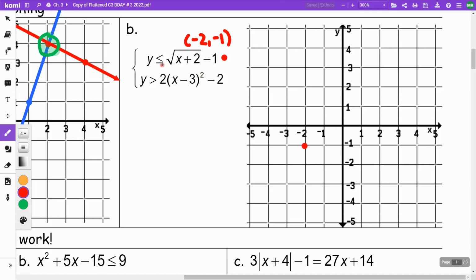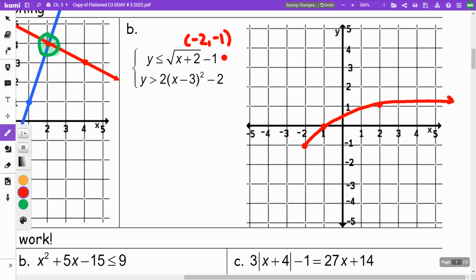And then from there, it's a square root. And so as I go out one, the square root of one is one, so I'm gonna go up one. As I go out 1, 2, 3, 4, the square root of 4 is 2, so I'm gonna go up 2. If I went out 9, so that's 4, 5, 6, 7, 8, 9, the square root of 9 is 3, I go up 3. And then this is going to be a solid line because this is less than or equal to, or solid curve, I should say. So I'm going to draw my curve.